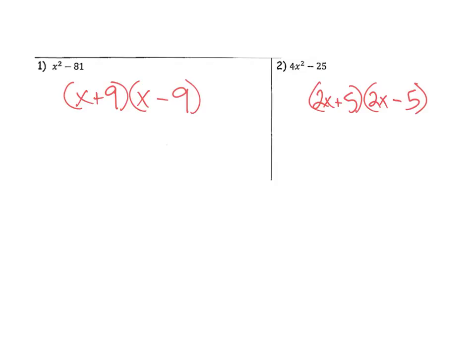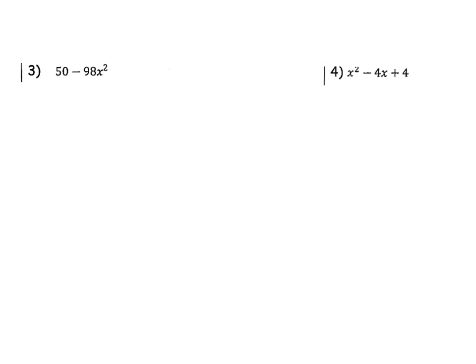Okay. So, number 3. It's written backwards. Okay, so we're used to seeing x squared in front. That's okay. So what I would want to do is look at it and decide, is there anything that I can do that is like a perfect square for 50? Like, is 50 a perfect square, or is 98 a perfect square? No. Okay, so they're not.